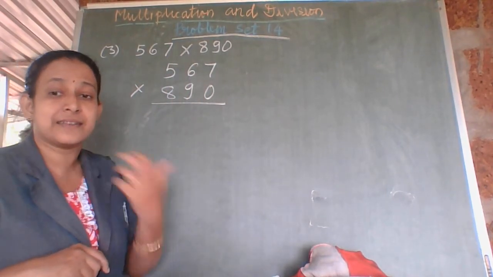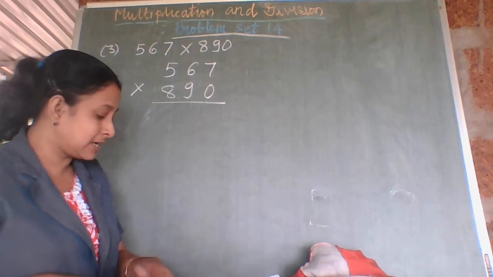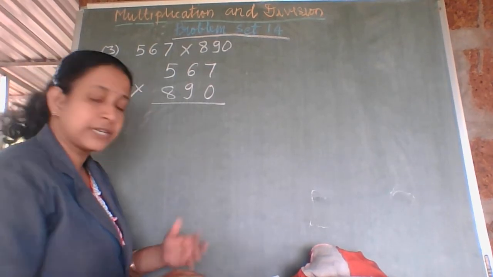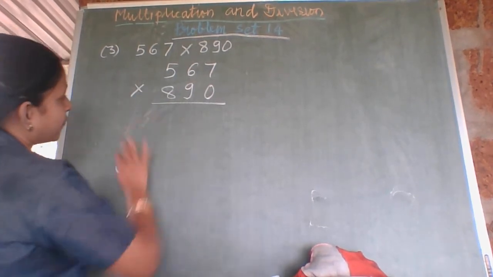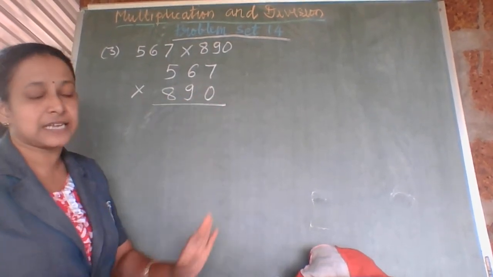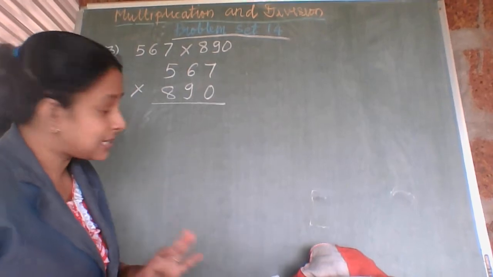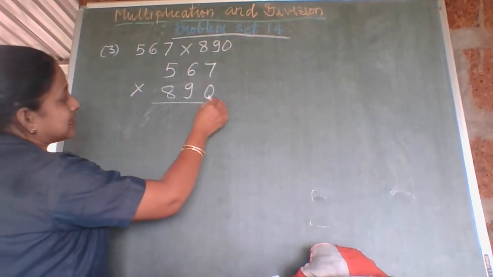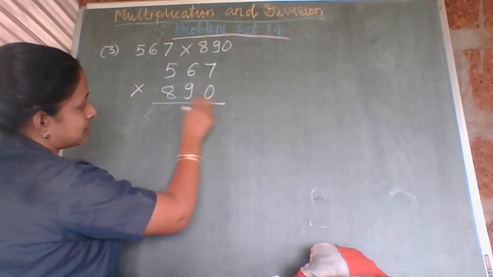So I will take another example of 4 digit multiplying with 3 digit. Fine. So let's go for this. Now both of them are 3 digit numbers, 567 as well as 890. Both of them are 3 digit numbers. So now let's see here. I have taken this example. Why? Because here there is 0.